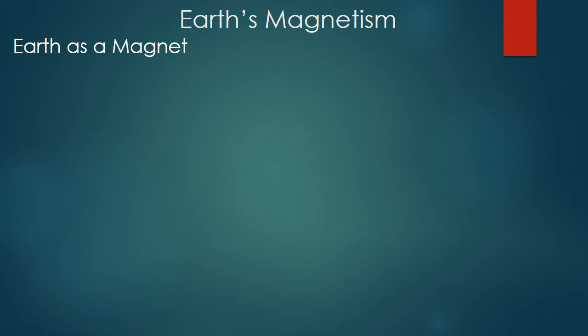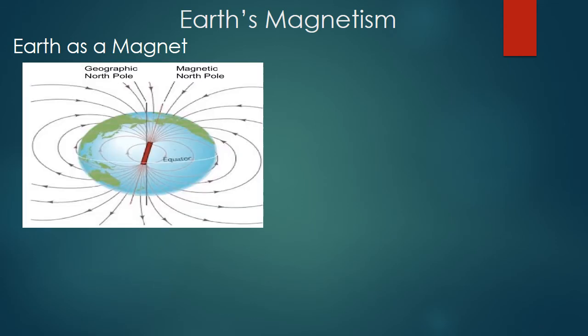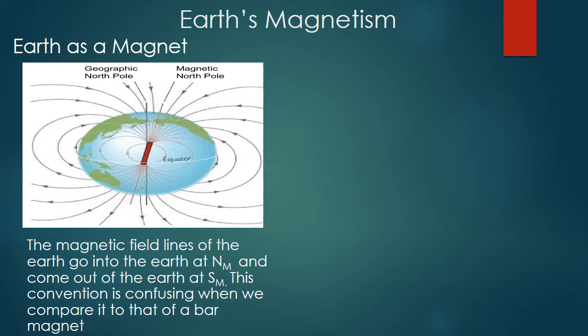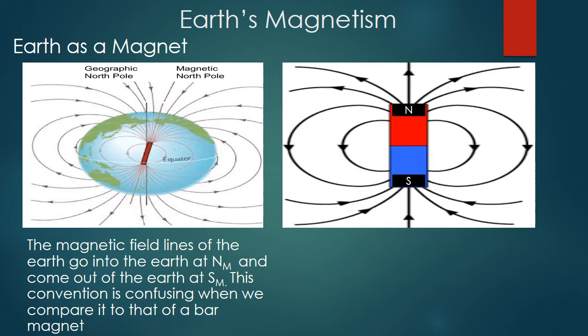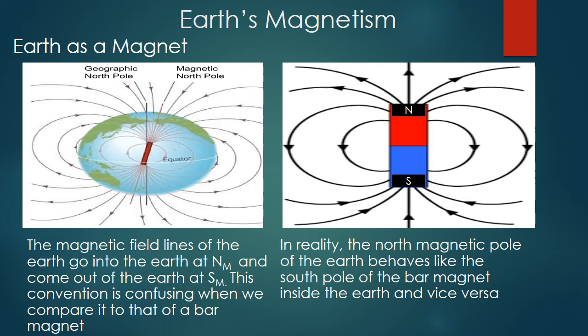When we are checking the magnetic field lines of the earth, we can see the field lines are going into the earth at the north pole and coming out from the south pole. But this part is confusing when we compare it to that of a bar magnet. If we are checking the field lines of a bar magnet, we can see the field lines are moving away from the north pole and coming towards the south pole. In fact, the north magnetic pole of the earth behaves like the south pole of the bar magnet inside the earth.